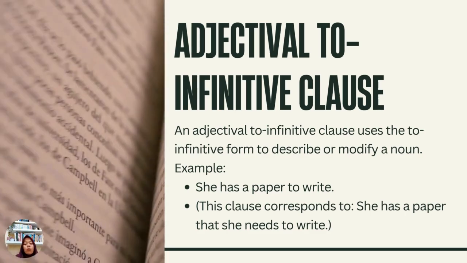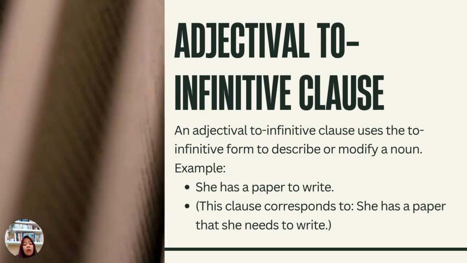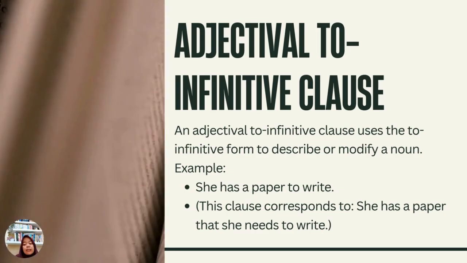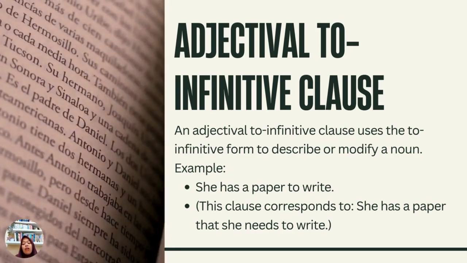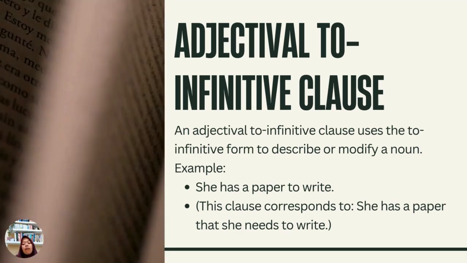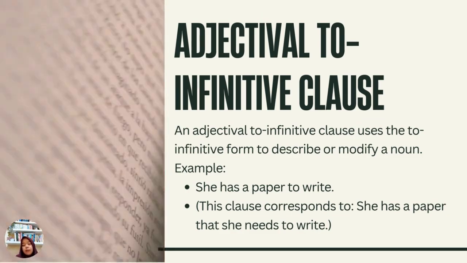So to summarize these non-finite clauses, we can use an ing verb for an active meaning, a past participle for a passive meaning, and a to-infinitive to show purpose or necessity. All of them help us describe a noun in a more concise way.